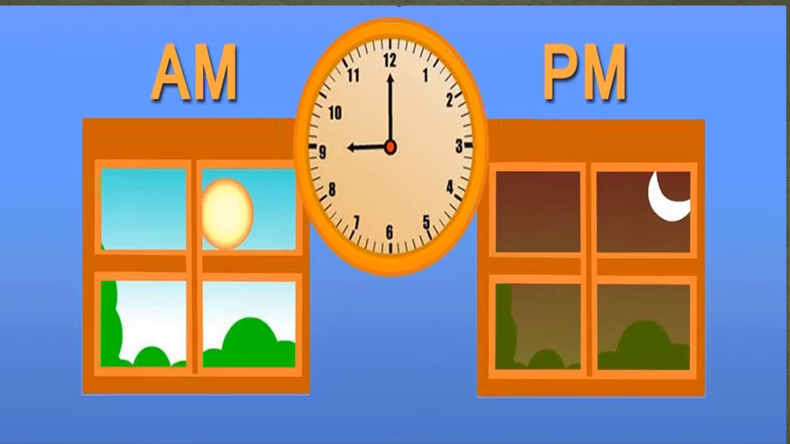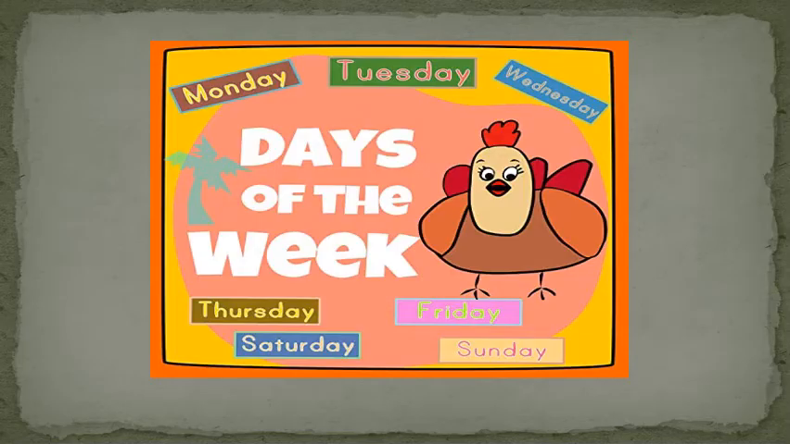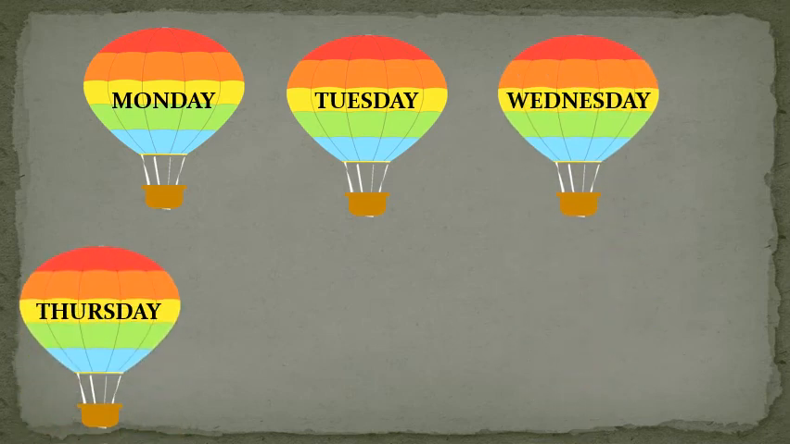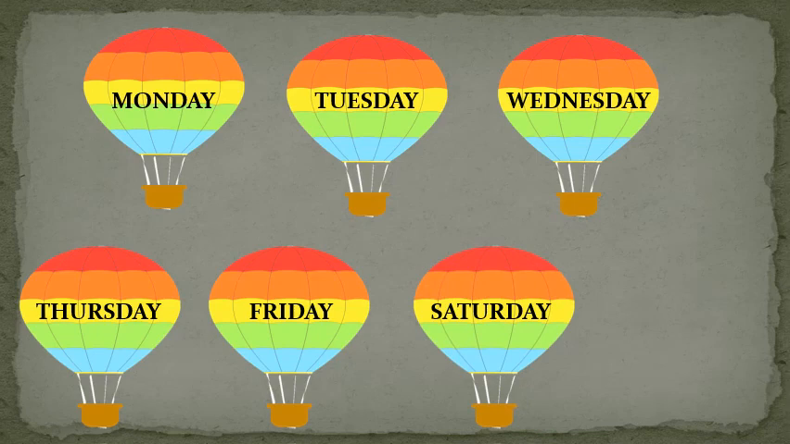When we say it is 9 AM, it means it is morning. When we say it is 9 PM, it means it is night. We measure time in seconds, minutes, hours, days, weeks, months and years with clocks and calendars. Let's learn about days of the week. The names of the days of a week in order are Monday, Tuesday, Wednesday, Thursday, Friday, Saturday, Sunday.